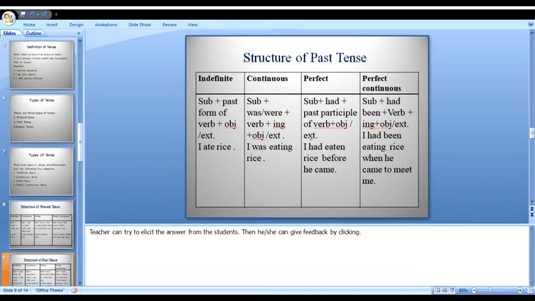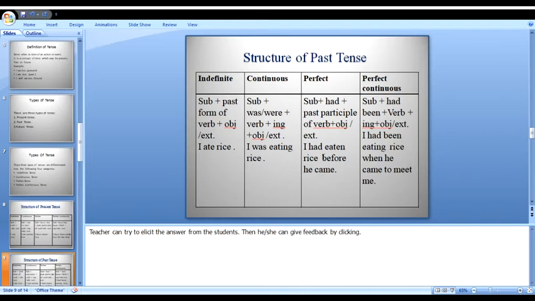Then come to past perfect tense. We use past perfect tense to express an action completed before another past action. For this type of sentence you have to use this structure: subject plus had plus past participle form of verb plus object or extension. I had eaten rice before he came.